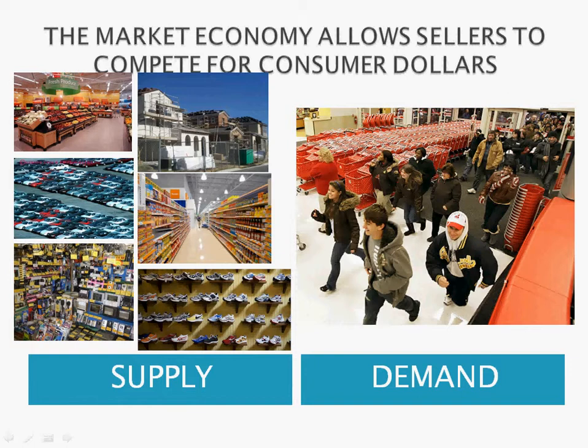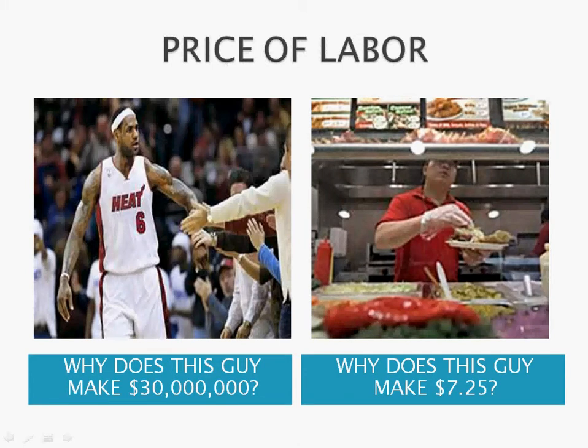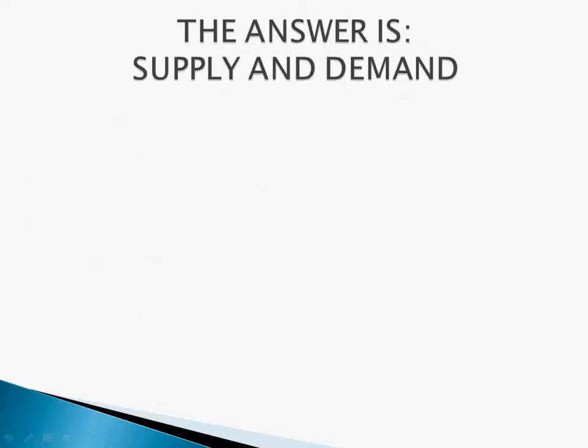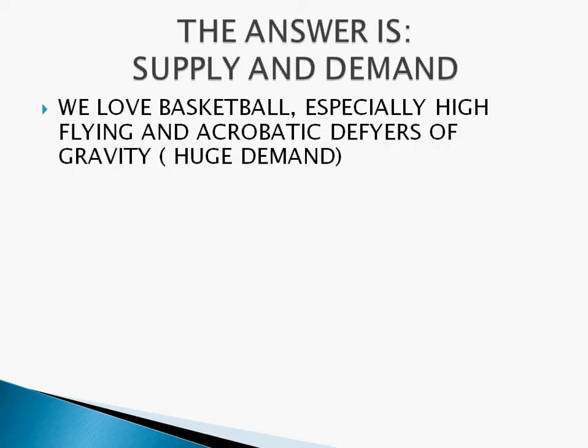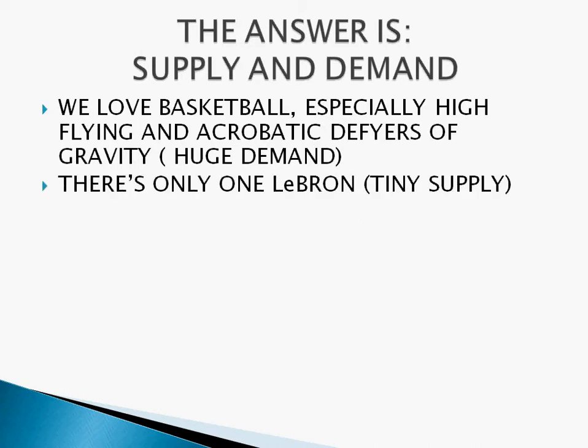Over here we have the supply, all the different things you could buy, and we have people going into demand. Price of labor. So we know wages are determined by the demand for a lot of different things. But the question is, how come this guy on the left makes $30 million while this guy makes $7.25 an hour? The answer: supply and demand. We love basketball, especially high-flying and acrobatic defiers of gravity. So there's a huge demand for that. Everyone loves watching it. There's only one LeBron. There's a very tiny supply of people who can play basketball the way that he does.